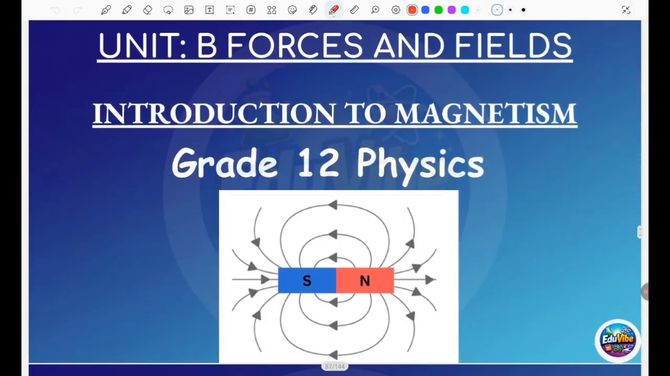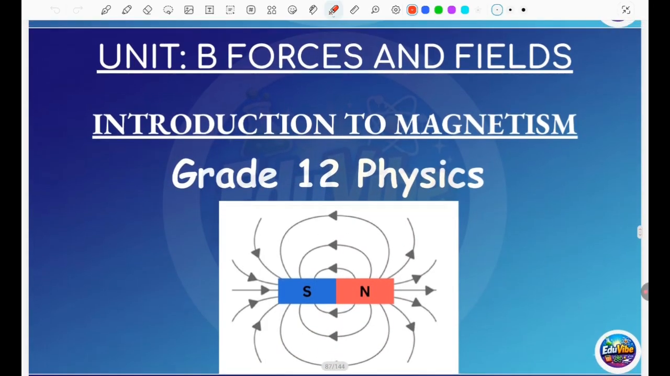Today we will start with forces and fields, introduction to magnetism. We're doing this unit and we are on the last part of it. Today we'll start that part. So this is magnetism.